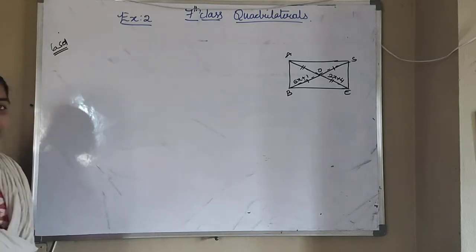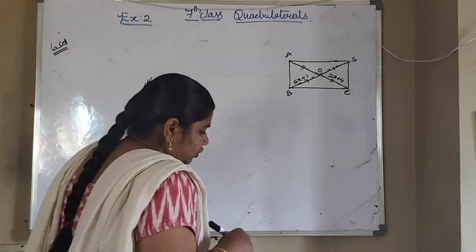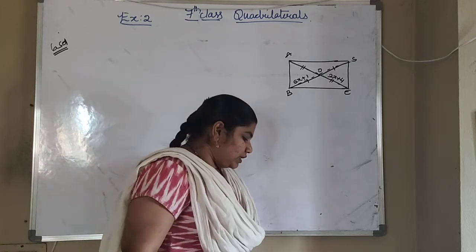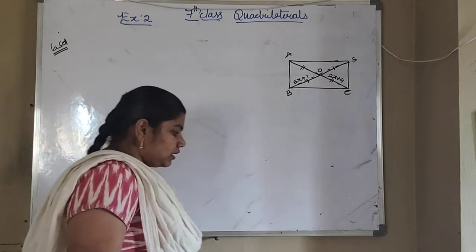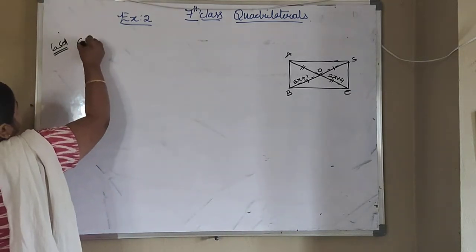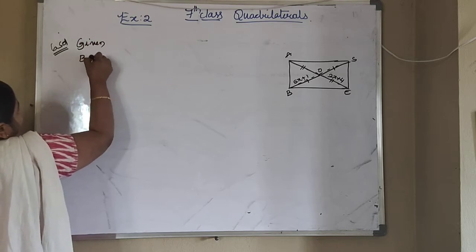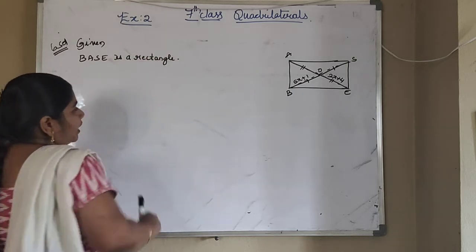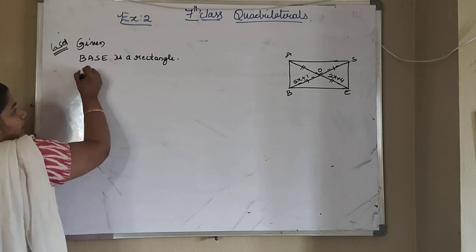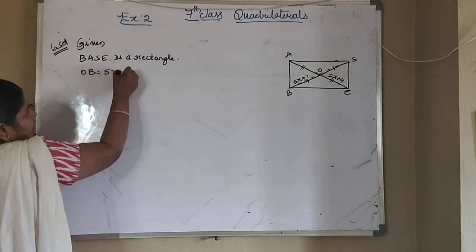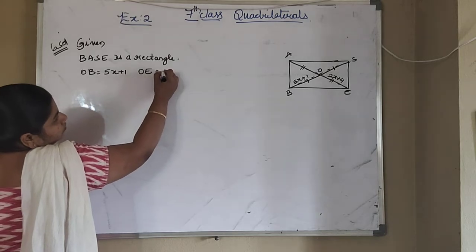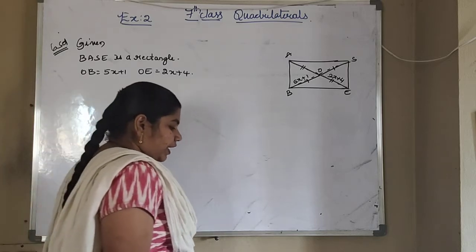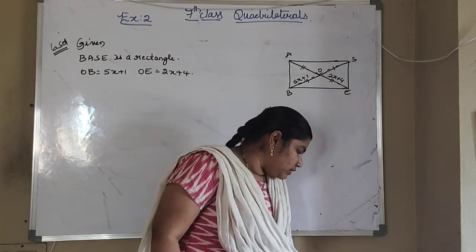Okay, so already we know that in a rectangle diagonals bisect each other and the lengths of the diagonals will be equal. So they are the properties of rectangles. So here what they have given? They have given BASE is a rectangle, and they have given the OB value as 5x plus 1 and the OE value as 2x plus 4. Okay. So now what we have to find? We have to find the x value now.